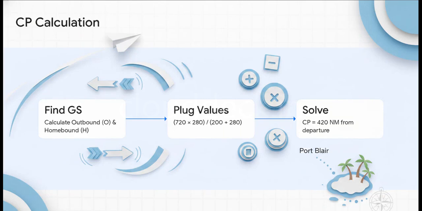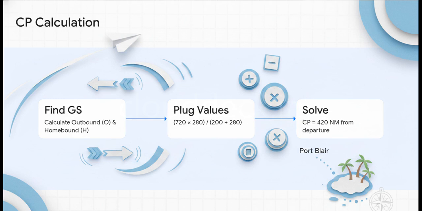Let's run our Chennai to Port Blair scenario through a real worked example. Say the total distance is 720 nautical miles. Your planned true airspeed is 240 knots, and you're fighting a 40-knot headwind on the way out. Step 1, figure out the ground speeds. Outbound, 240 minus 40 gives us an O of 200 knots. If we turn back, that headwind becomes a massive tailwind, so our homebound speed H is 240 plus 40, which is 280 knots. Step 2, plug it all into our formula.